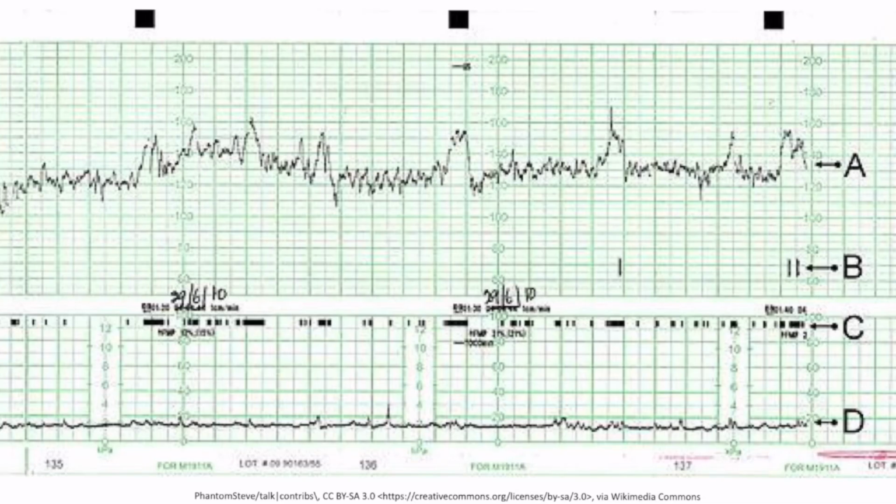So here's a normal non-stress test. There's actually more than 2 accelerations, each rising by equal to or greater than 15 beats per minute, and they last for equal to or greater than 15 seconds. So it meets that cutoff. Again, 2 accelerations, greater than 15 beats per minute, greater than 15 seconds. And again, you want that because that indicates that the body or the fetus is reacting normally. So it's a reactive non-stress test.